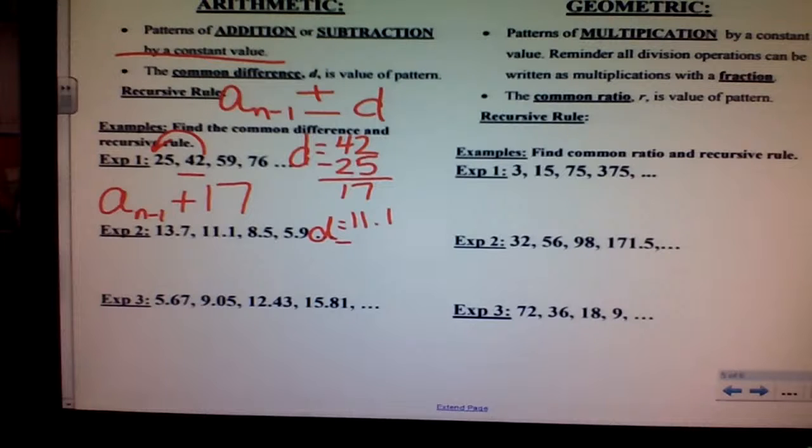To get my D value, 11.1 minus 13.7. That gives me negative 2.6. Okay, so a sub n minus 1 minus 2.6. My pattern's going down, so this time I'm subtracting. That's why you got a negative number.